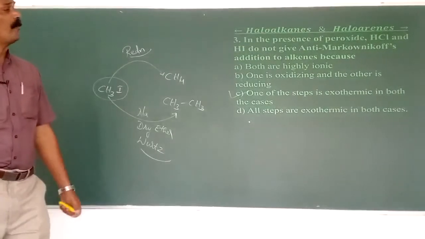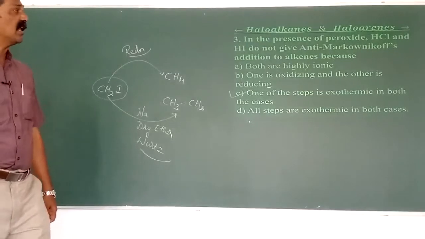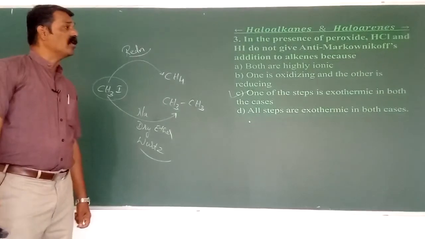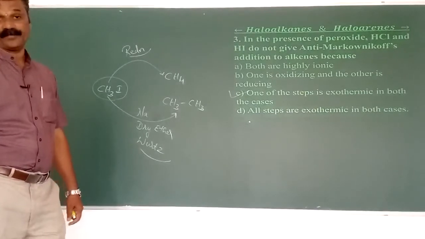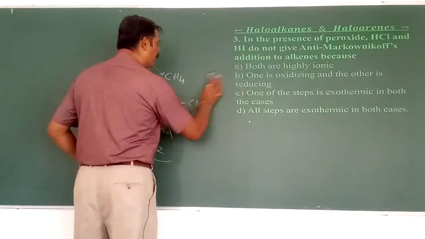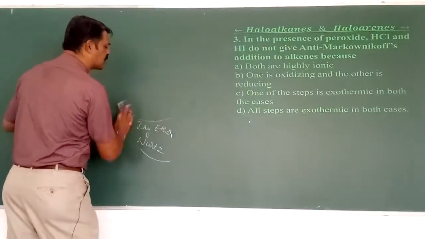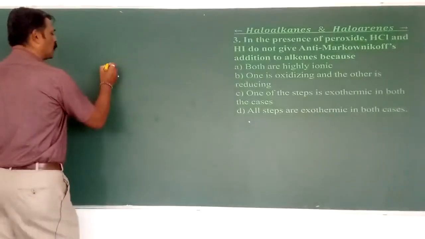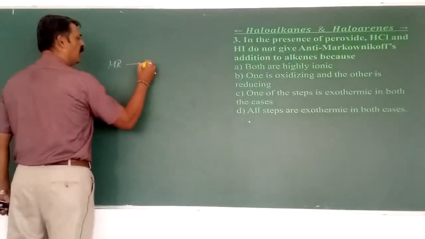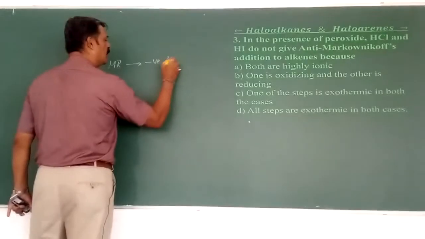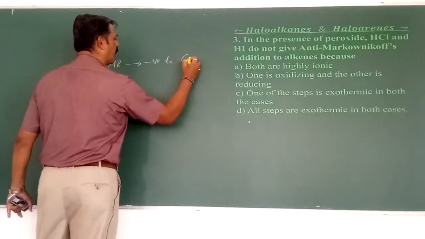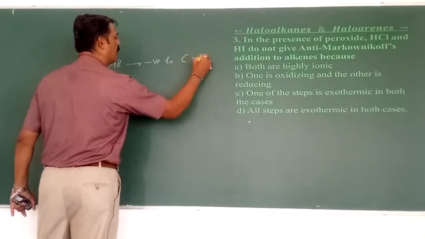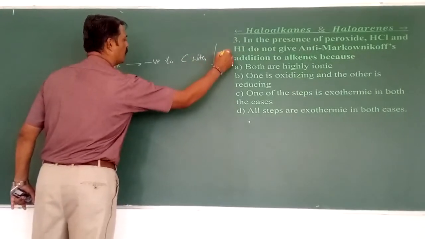In the presence of peroxide, HCl and HI do not give anti-Markovnikov's addition to alkenes. Because why? Usually the anti-Markovnikov rule is applicable. First, what is the Markovnikov rule? The negative part goes to the carbon containing less number of what atoms? Hydrogen atoms. That's the Markovnikov rule.